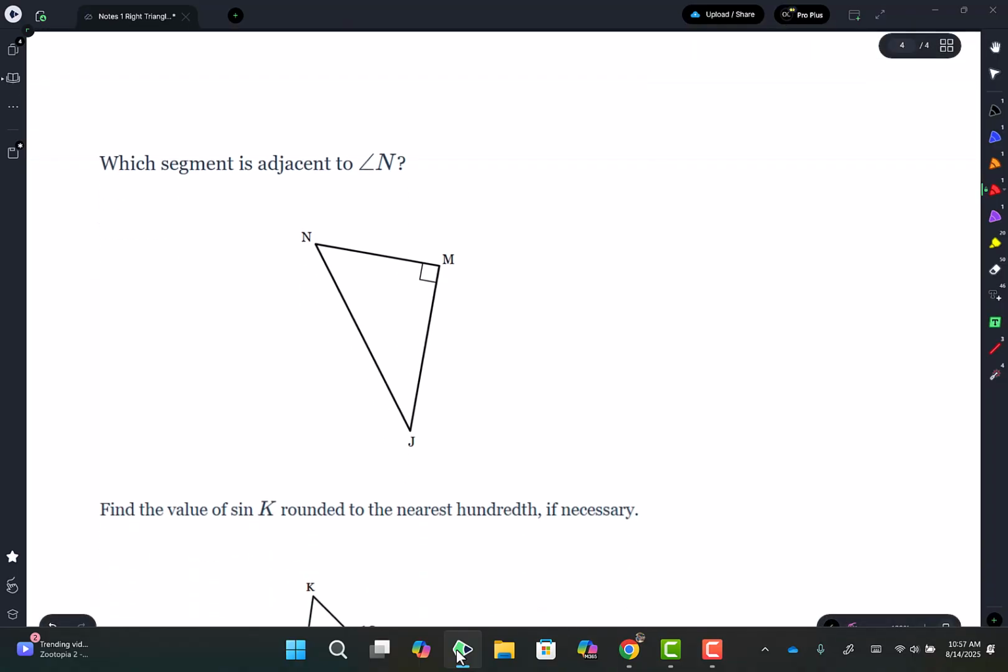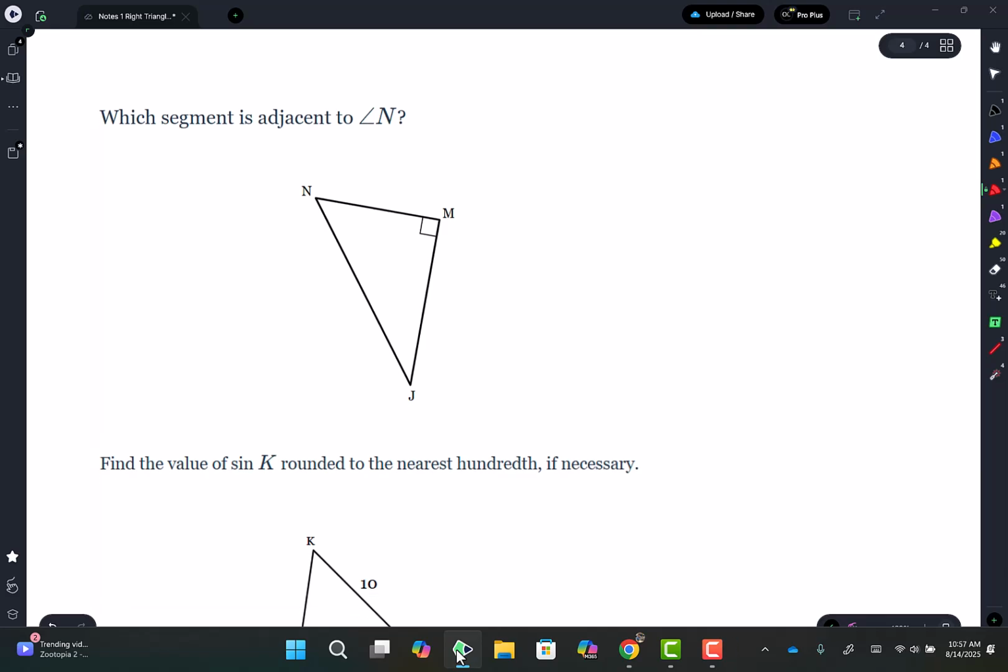All right, guys. So what you're going to see today in Delta, in a little bit when you create your accounts, you're going to be seeing things like this. They're not that bad. They really aren't. It says, look at this one. Which segment is adjacent to angle N? I think these are even multiple choice. So here's my right angle. Which segment is adjacent to angle N? Yeah, MN. That's it. Maybe you say NM instead of MN. Whatever. Was that easy?